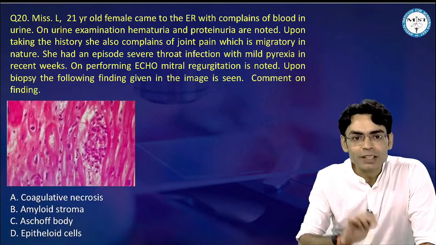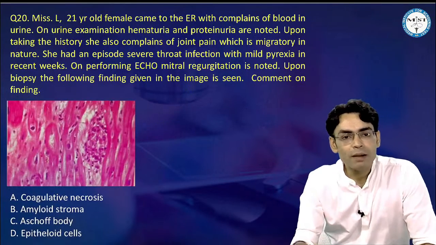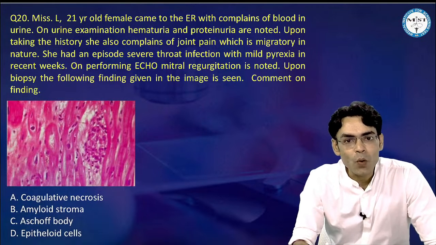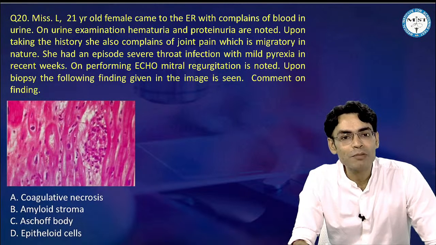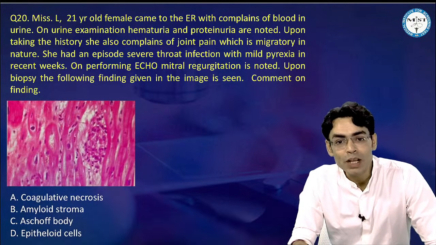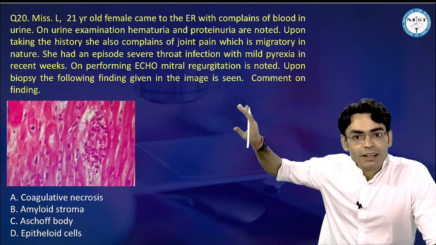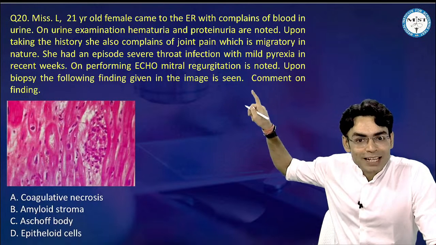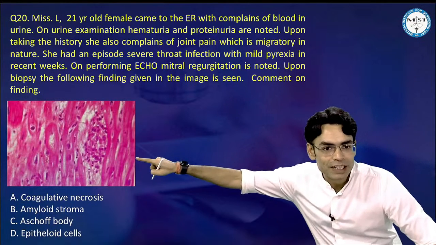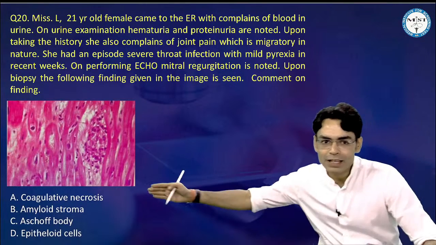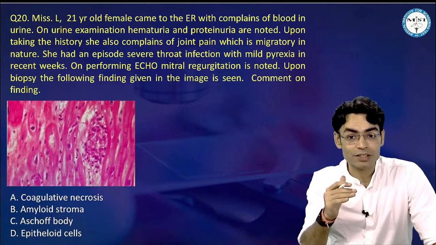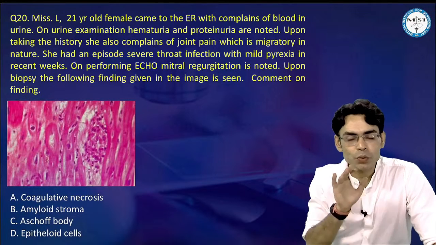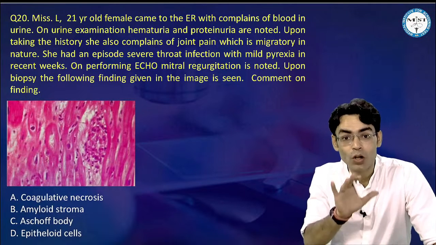Okay, let's go. Question number 20. Miss L, 21-year-old female, came to the ER with complaints of blood in urine. So hematuria is happening. Again, comment on the finding. So you need to find out the finding. If you see this and you read, you might get to the answer, but still we'll read the question. Never jump to the answers. Just read the question, for God's sake.